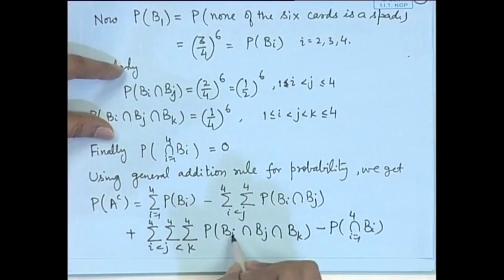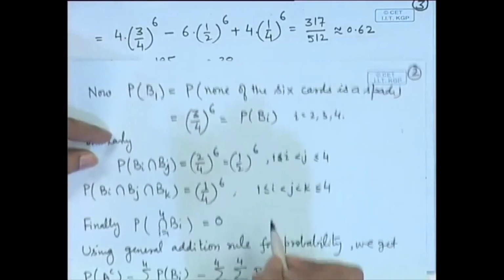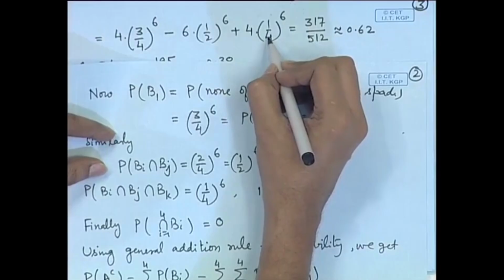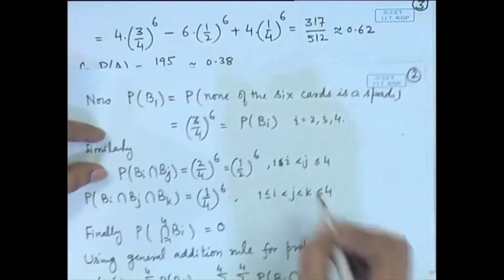If we look at intersection of events taken 3 at a time, then out of 4 we can choose them in 4 C 3, that is 4 possible ways, and the probabilities of these are 1 by 4 to the power 6. The last term is 0.